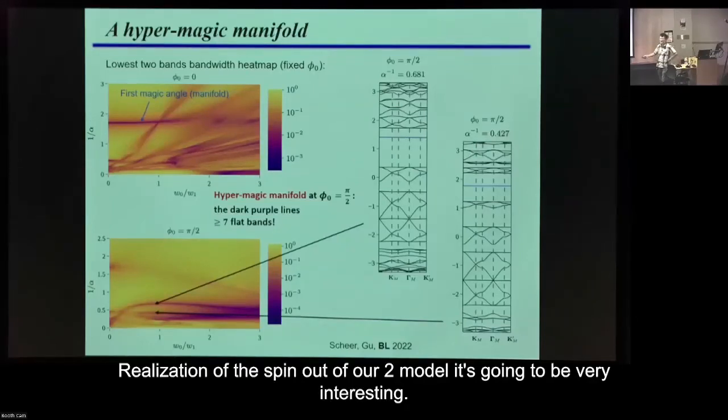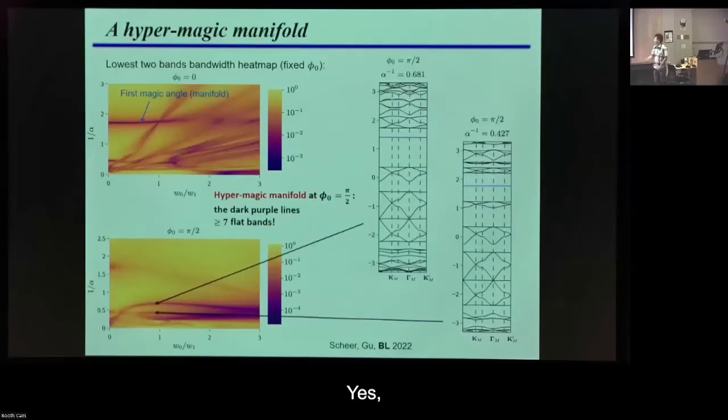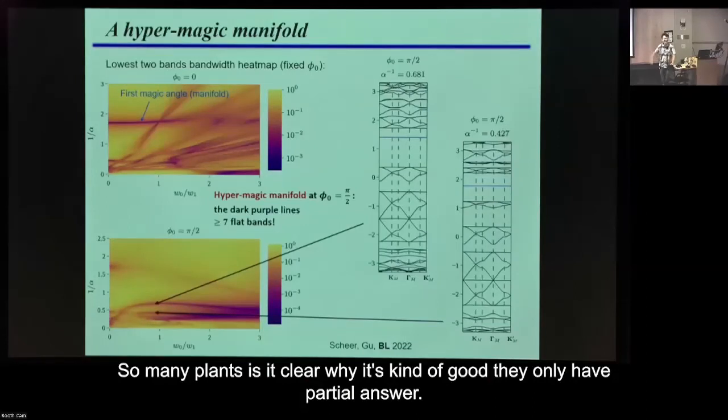Mathematically, you already see that this model is very interesting. In this example here, you get 7 flat bands simultaneously. And in another parameter, you get 9 flat bands simultaneously. So we call this a hypermagic manifold because you immediately get so many flat bands. Is it clear why this happens? We only have a partial answer, I guess.